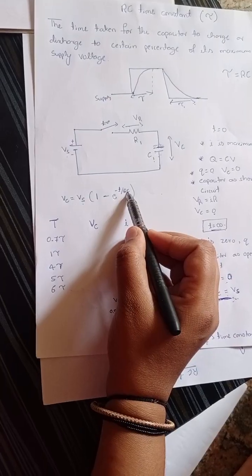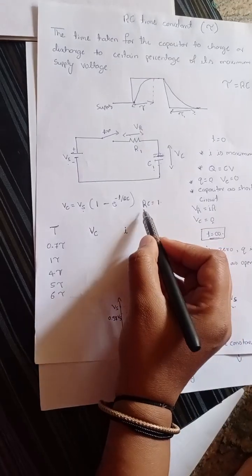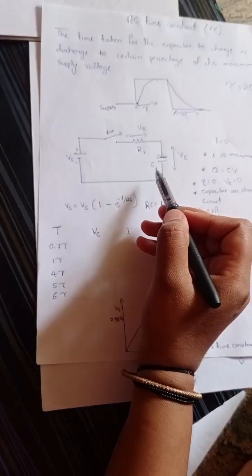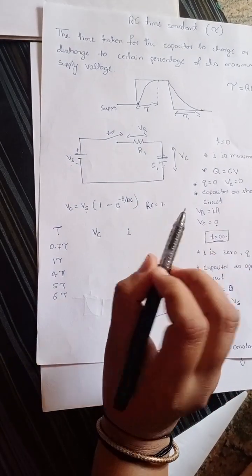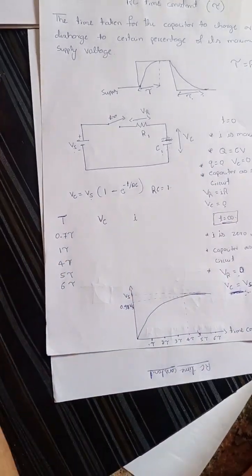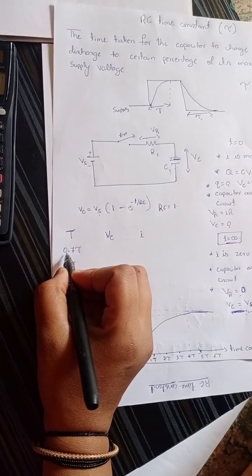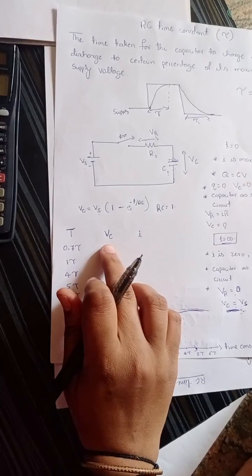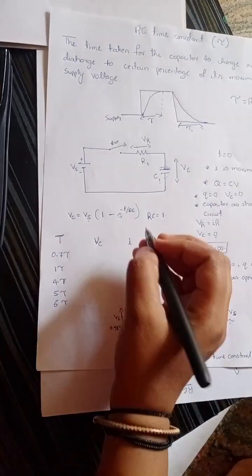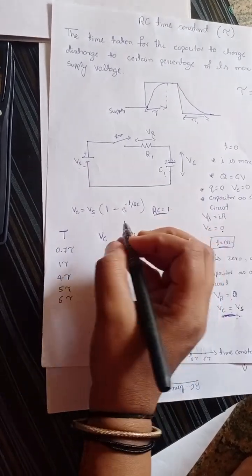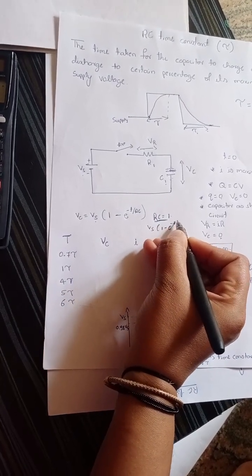For simplicity, we'll take the RC value as 1. So the resistance value is 1 ohm and the capacitor value is 1 farad, just for simplicity. In that case, if we provide time as 0.7 tau, what will we get at VC and what is the current flowing through that circuit? We'll just calculate those things. If I put RC equal to 1, the formula will become Vs of 1 minus e power minus t.